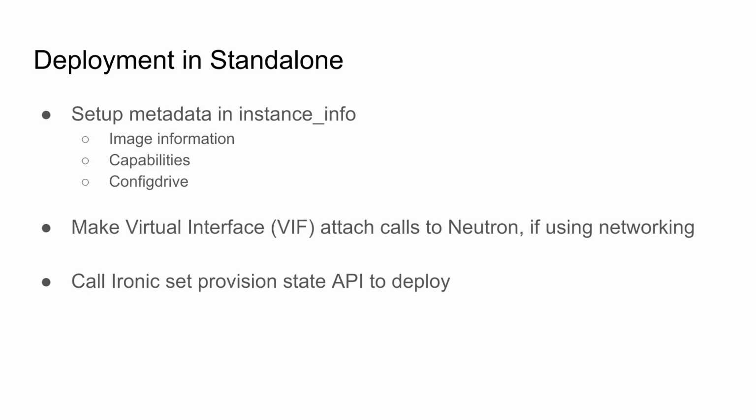So how do you actually do deployment in standalone if you don't have Nova? Well, you have to make quite a few API calls. You've got to set up some metadata and instance info with the image information, capabilities, config drive. You have to do some calls to Neutron if you're using it. You have to call an Ironic Provision State API to deploy. This is a really rough interface, honestly. It wasn't really designed for users, but we did a couple things to try to make it easier.